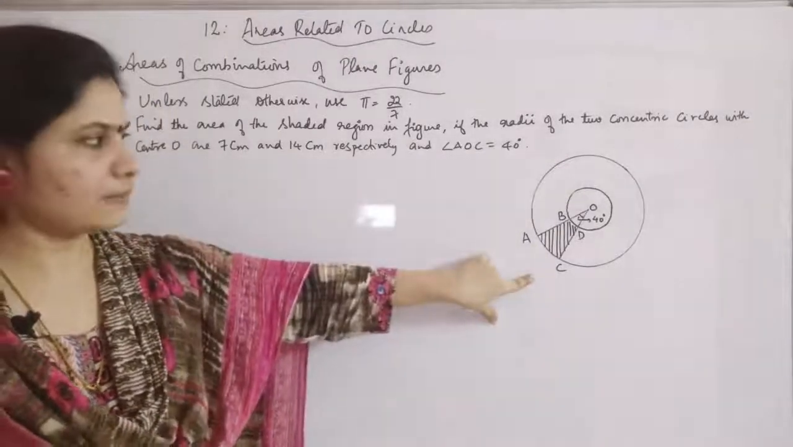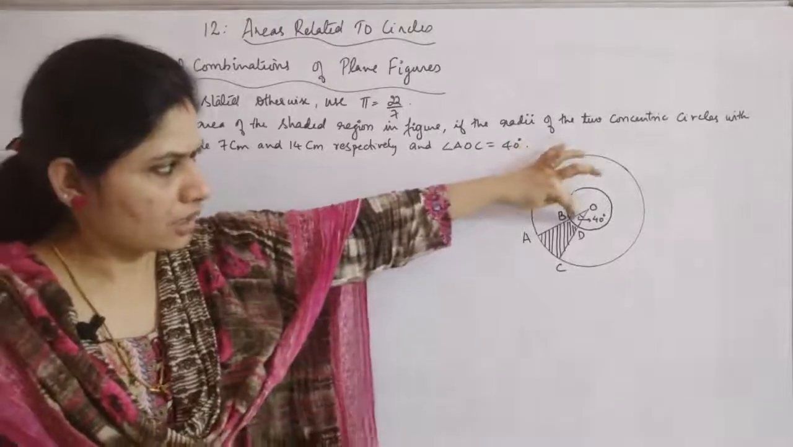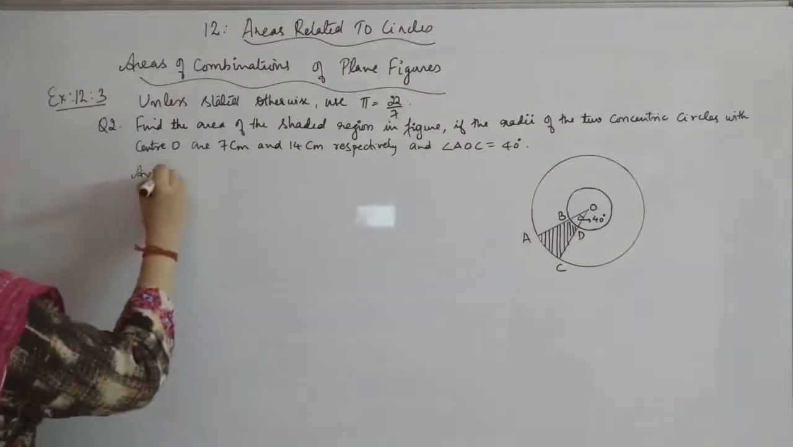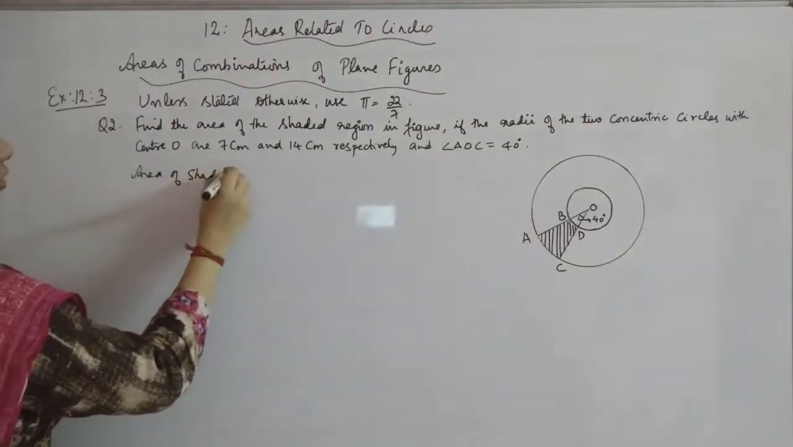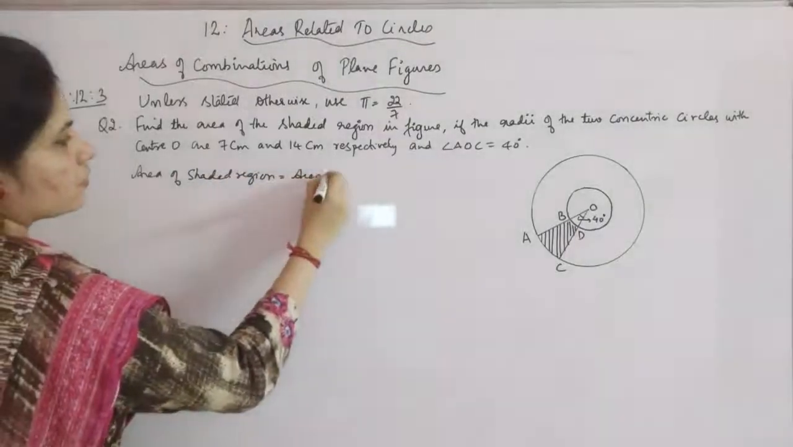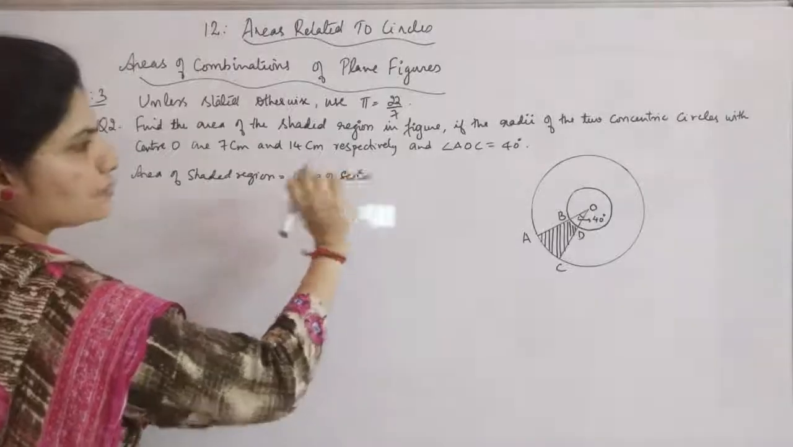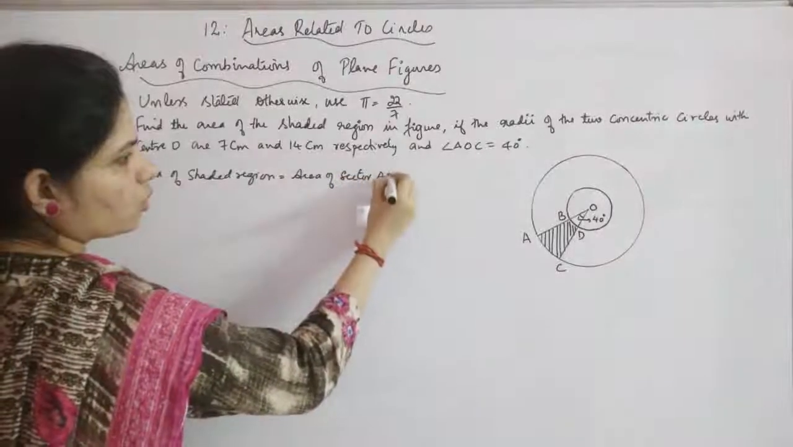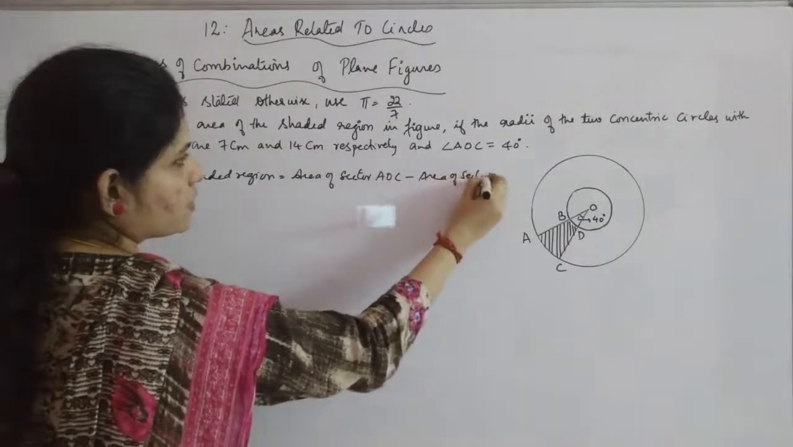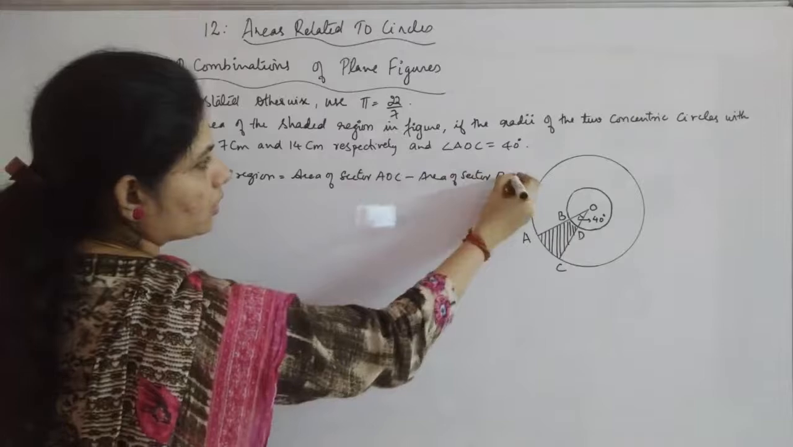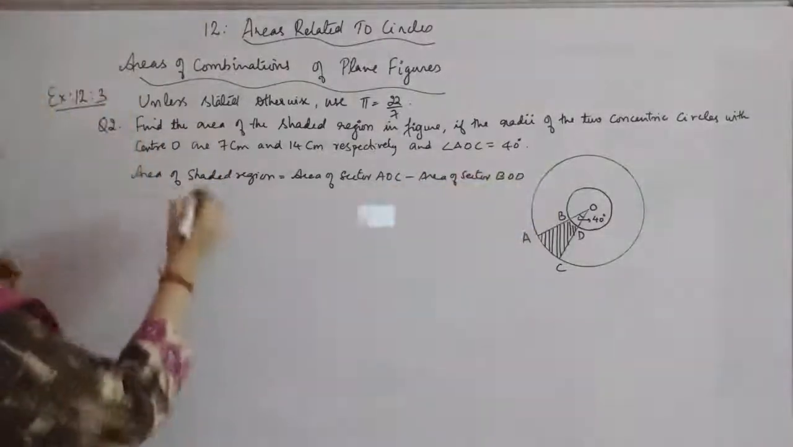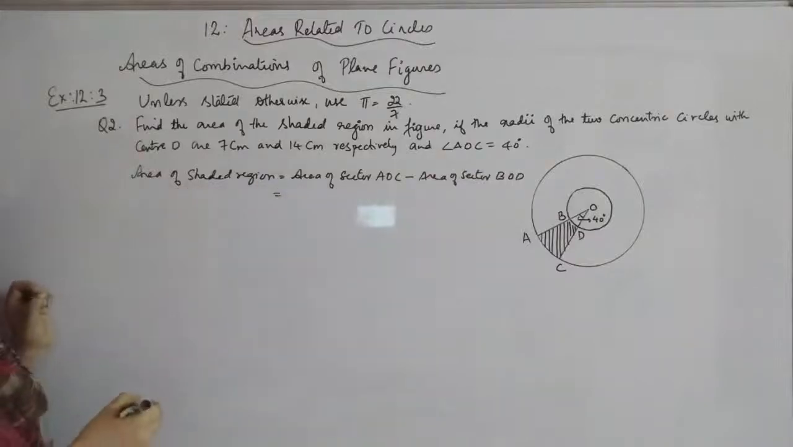AOC, the bigger sector, minus BOD, this sector will give you this portion. Okay. So we will just write area of the shaded region is equal to area of the sector, that is your bigger sector, sector AOC, minus area of sector BOD, right? So you will get this region. Okay. Now what is the formula for area of sector?